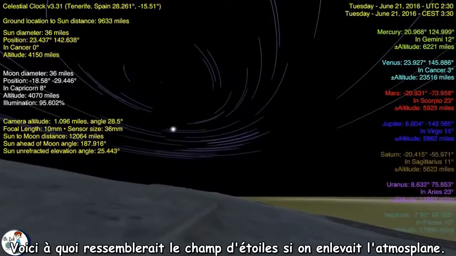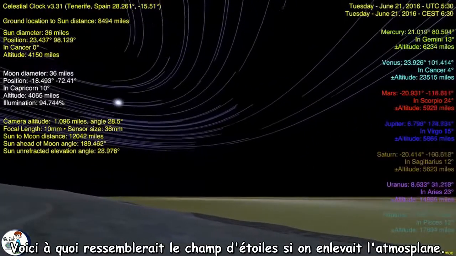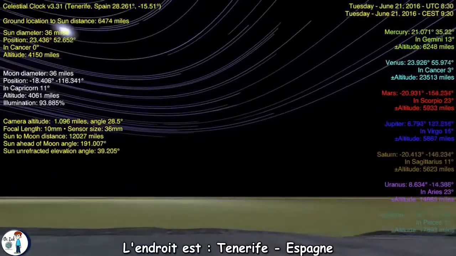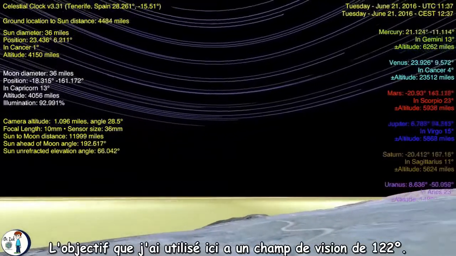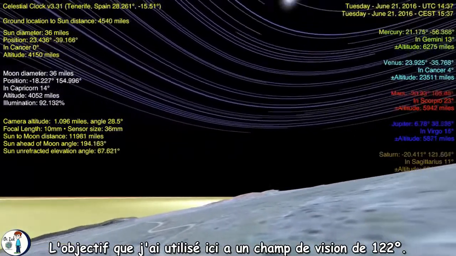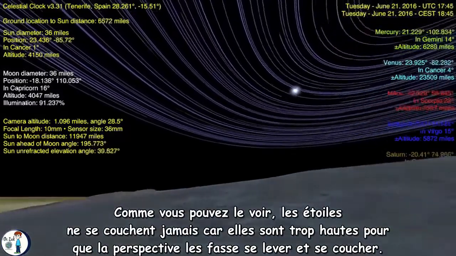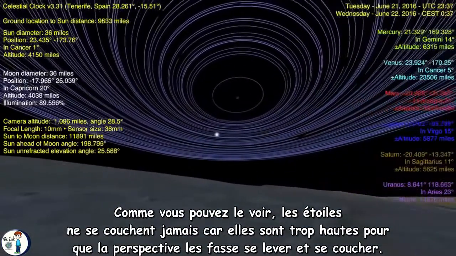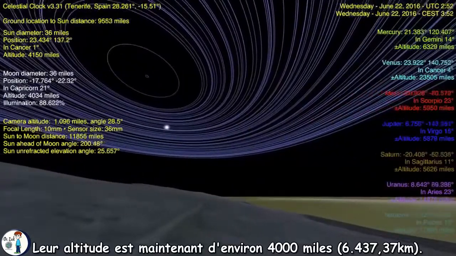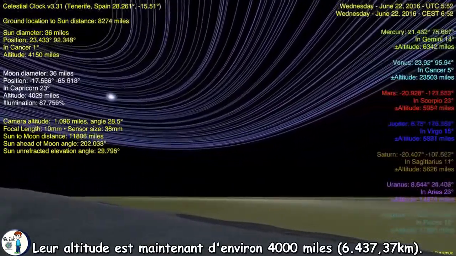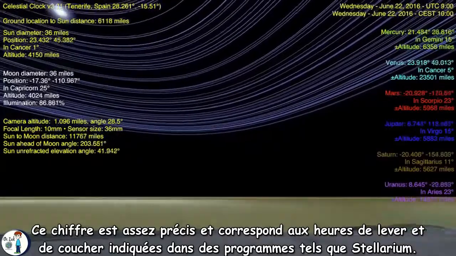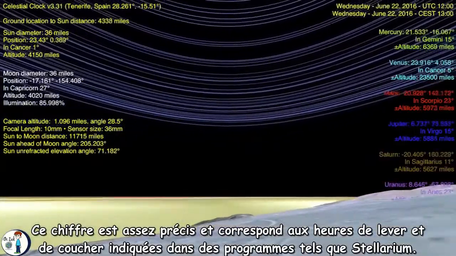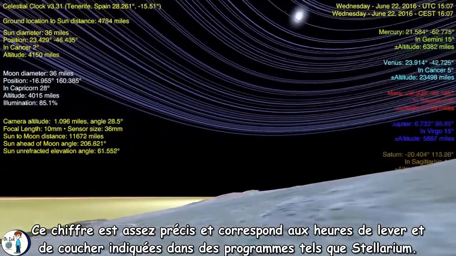Here is how the star field would look if we removed the atmosphere. The place is Canary Islands, Spain. The lens that I used here has a 122-degree field of view, and as you can see, the stars never set because they are too high for perspective to make them rise or set. Their altitude now is about 4,000 miles. This number is fairly accurate and matches the rise and set times shown in programs such as Stellarium.